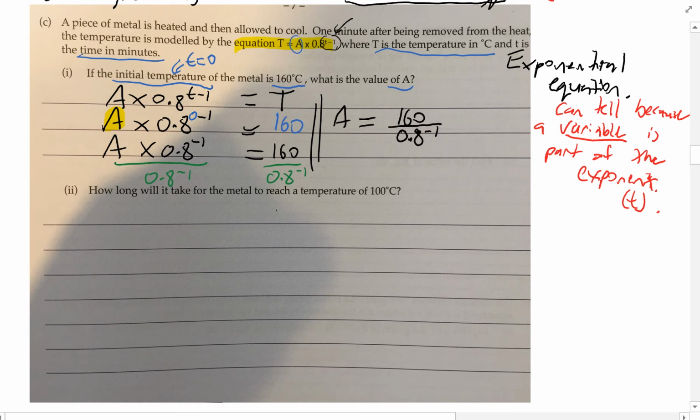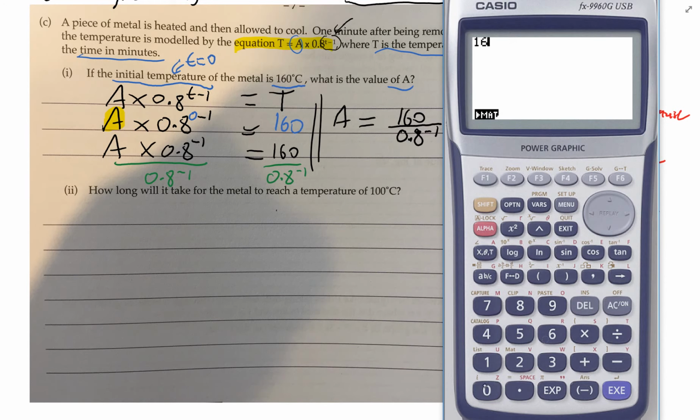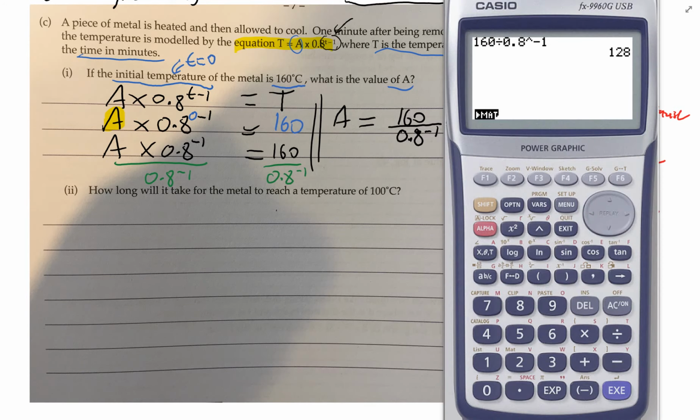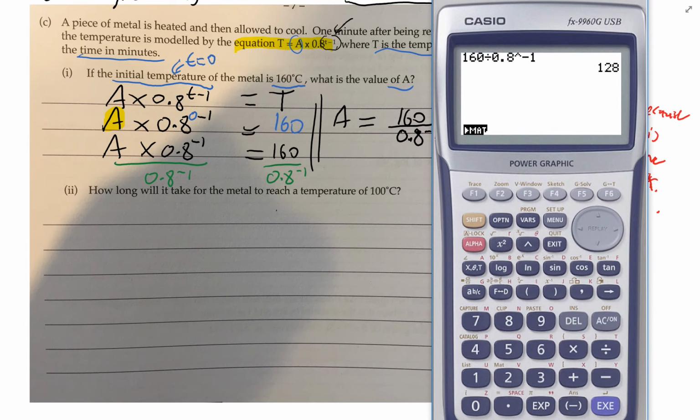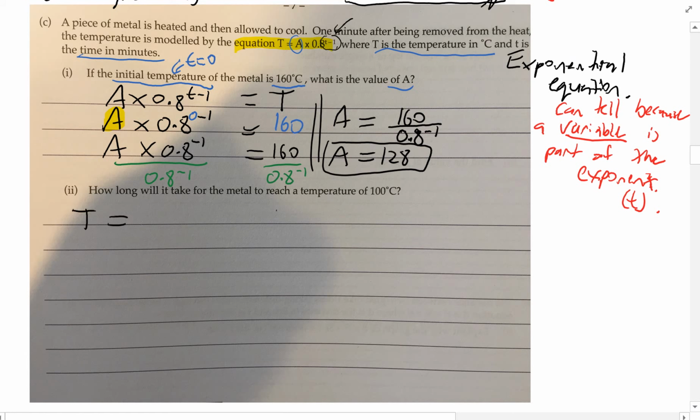Grab out the calculator and whack it in. So 160 divided by, oh there we go, 0.8 to the negative 1, and I get 128. So there it is. So 128. So that's the value of A. Okay. So that means then the full equation, which is what we're going to deal with in the next question, is just going to be T equals 128 times 0.8 to the power of t minus 1.